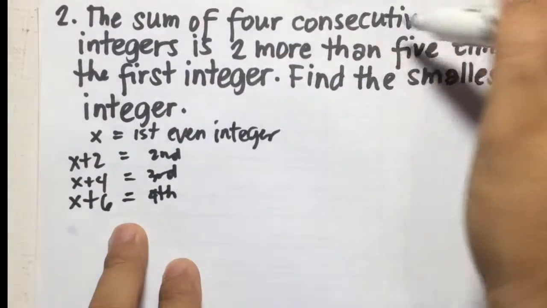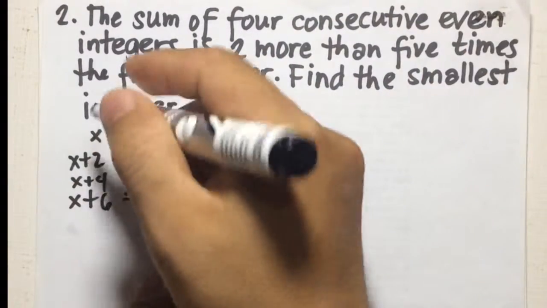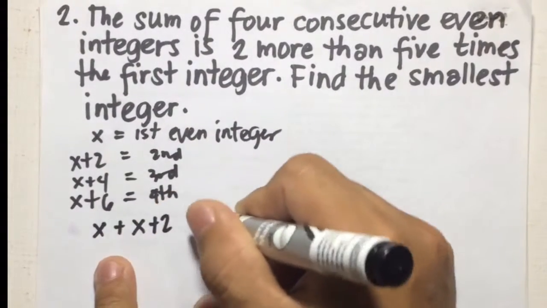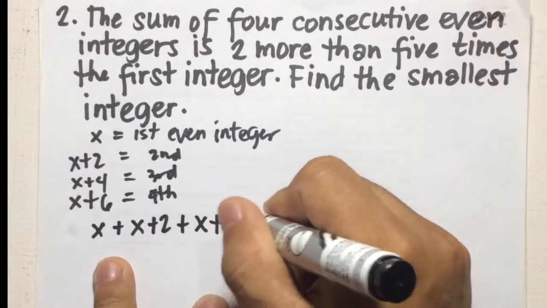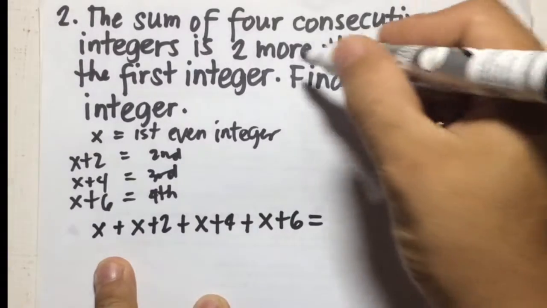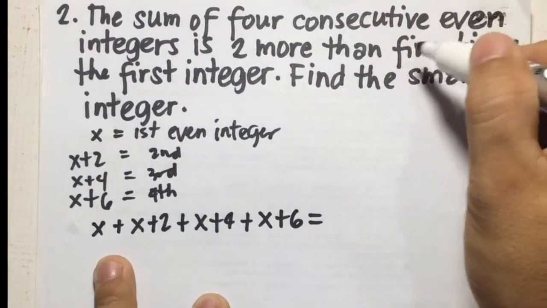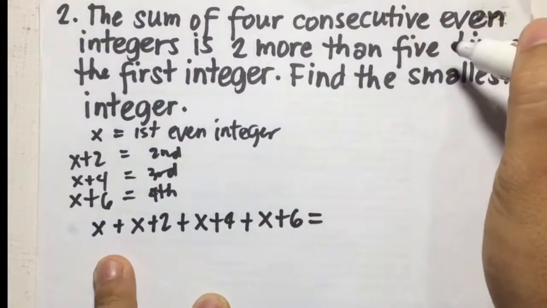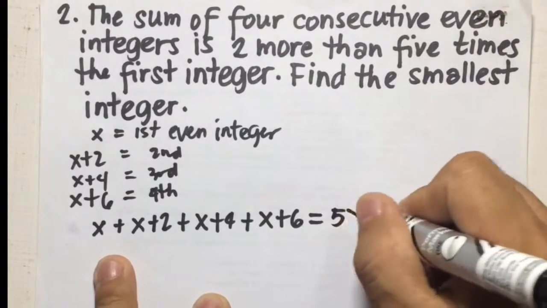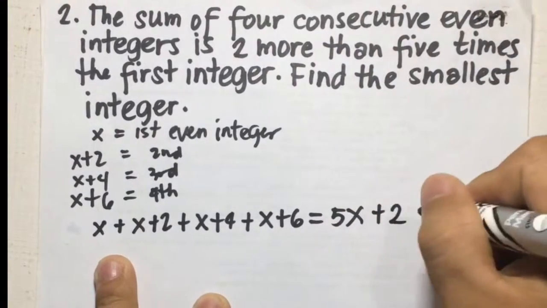So the sum of the 4 is 2 more than 5 times the first integer. So we add these 4: x plus x plus 2 plus x plus 4 plus x plus 6. This is equal to 2 more than 5 times the first integer. The first integer is x, and we multiply it by 5, so we have 5x. Then 2 more than that, so plus 2.